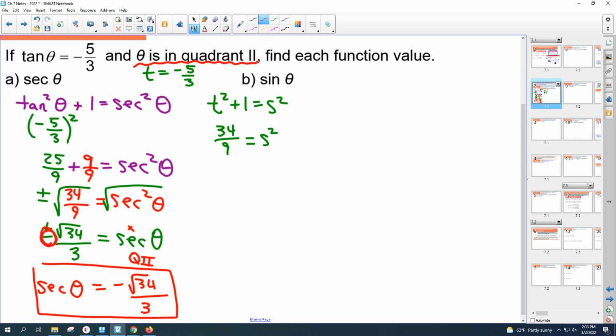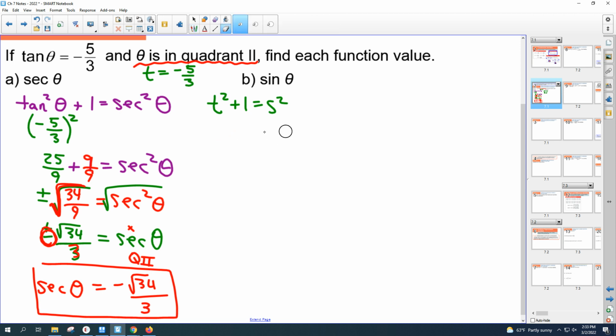Yes? Because how do I go from 9 to 3? Because I'm taking the square root. So I don't know the square root of 34, but I do know the square root of 9 is 3 right there. Yeah. Okay.